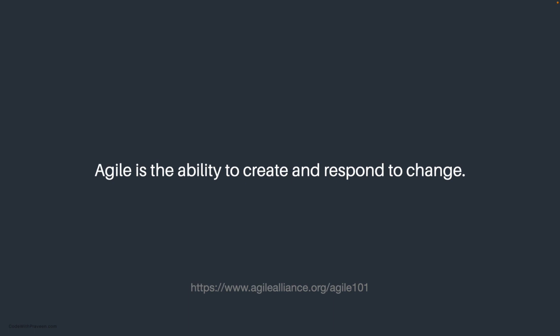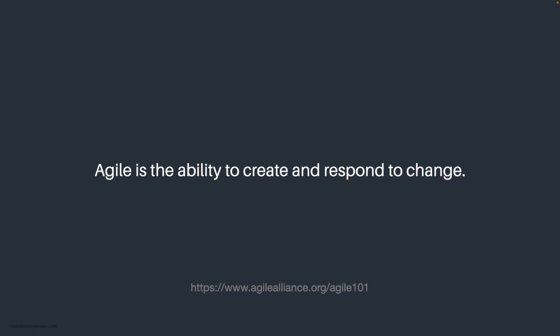First, let's start with Agile. I am pretty sure you should have heard this term many times. There are many definitions and many ways of expressing it. However, the core concept is the same. Agile is the ability to create and respond to change. This single statement is crucial for both Agile and Scrum. This sums pretty much the whole purpose of embracing Agile within your team or organization.